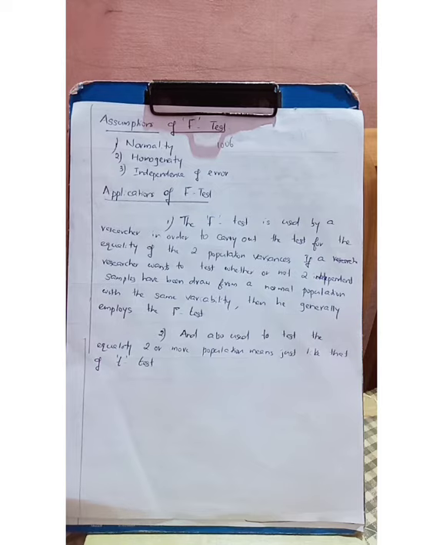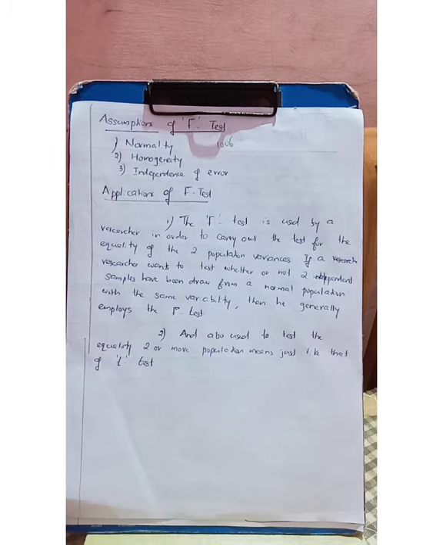What are the assumptions of the F-test? There are three important assumptions: normality, homogeneity, and independence of error. What do we mean by normality, homogeneity, and independence of error? Normality means the values in each group are normally distributed. That is, the samples are taken from a population which follows the characteristics of the normal distribution.